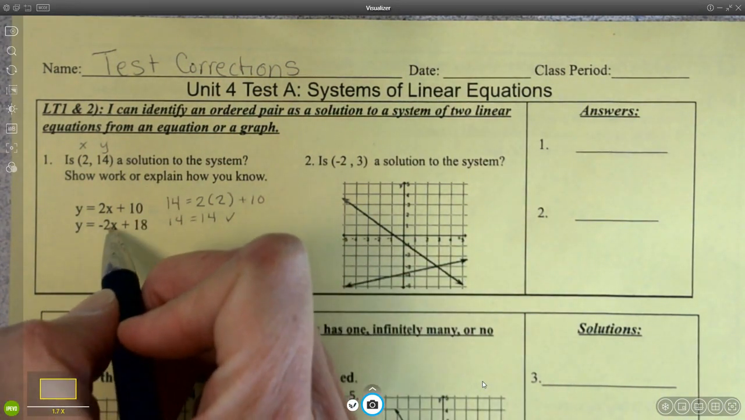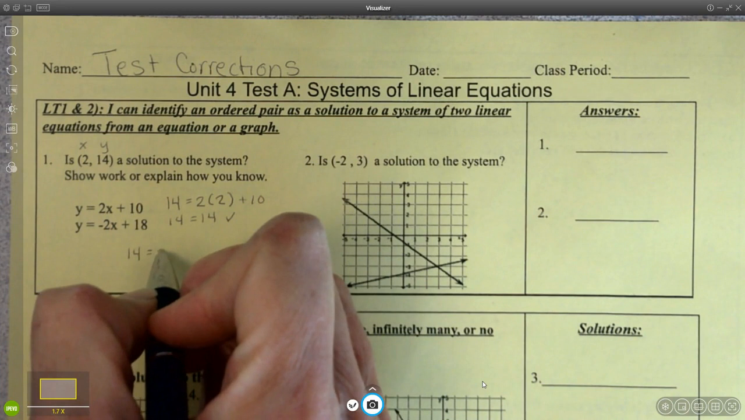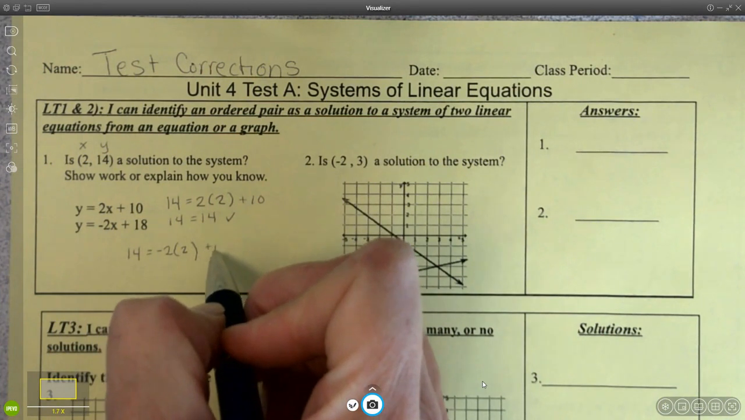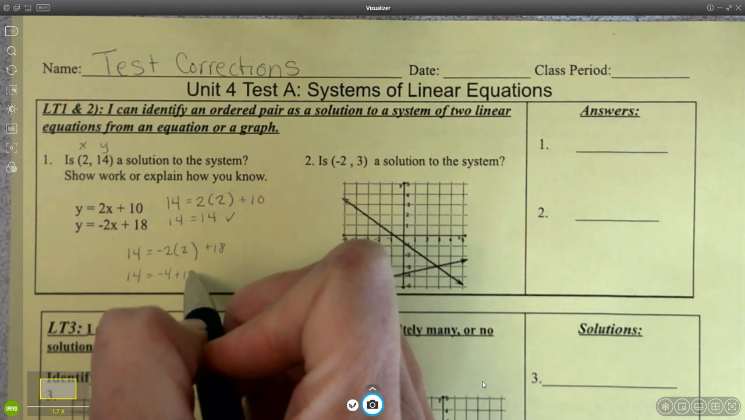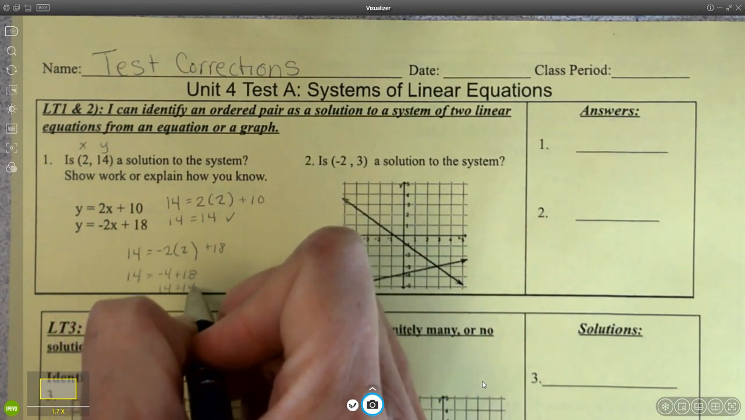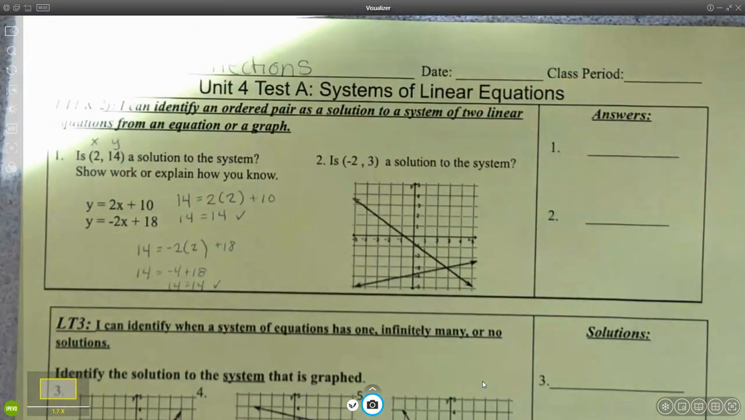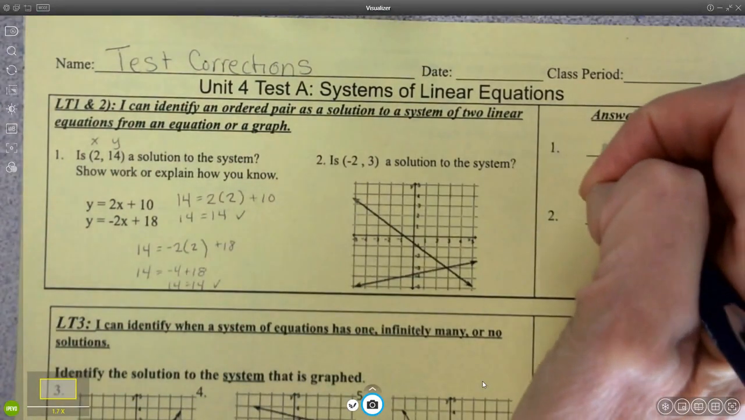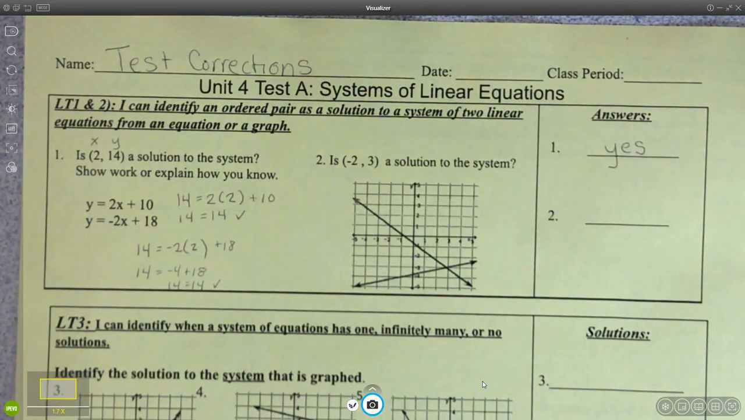And then on this one, if I plug in 14 for the y, equals negative 2 times 2 plus 18, I'm starting to see that it's still going to be true, equals negative 4 plus 18. So negative 4 plus 18 does give me a true statement, 14 equals 14. And the coordinate pair works to make those equations true. So I have just shown algebraically that, yes, that coordinate (2, 14) is a solution to that system.